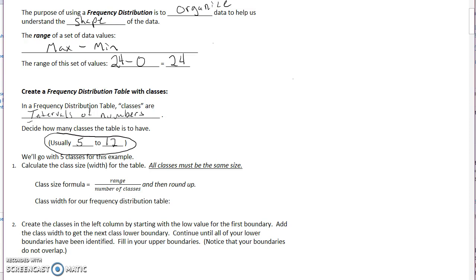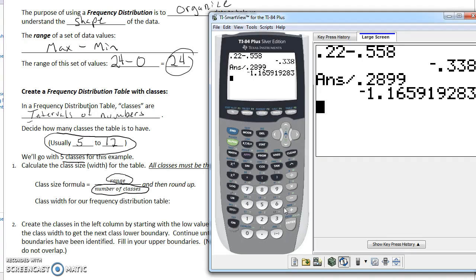So now we're going to learn how wide we need to make these classes. So what we're going to do is take the range, and then we're just going to chop that range up into the number of classes we have. And how do we chop it up? You use division. So up here, we found that the range was 24. So we're going to do 24 divided by, it says right here that we are going to go with 5 classes. So we're going to do 24 divided by 5. And I'm just going to use my calculator. 24 divided by 5 is 4.8.